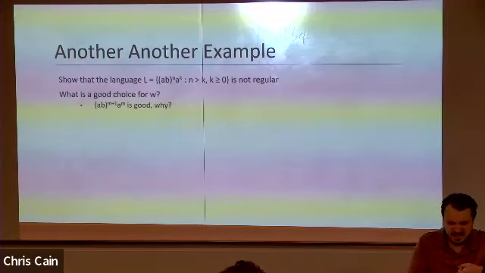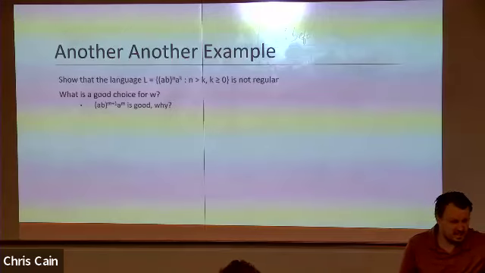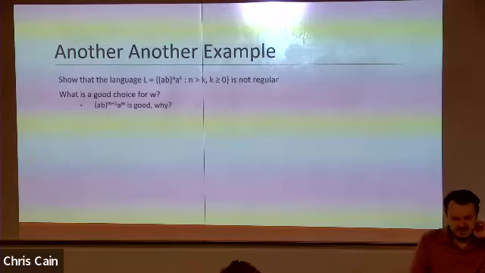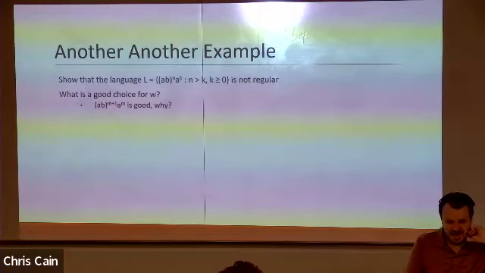So to refresh you, the language is AB to the N, A to the K, such that N is greater than K and K is greater than or equal to 0. So we have 0 or more A's at the end of the string, and then 1 or more AB's preceding that. So if we have AB to the M plus 1, A to the M, we still have one more AB than we had A, which is good. But what's the main reason that this is good?